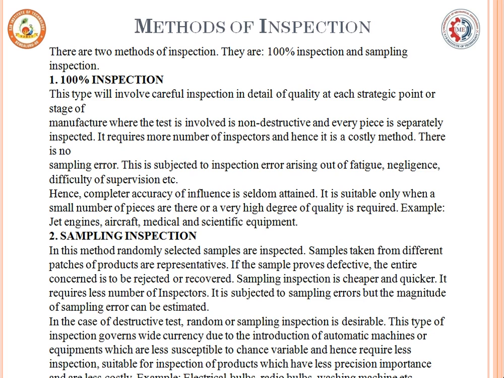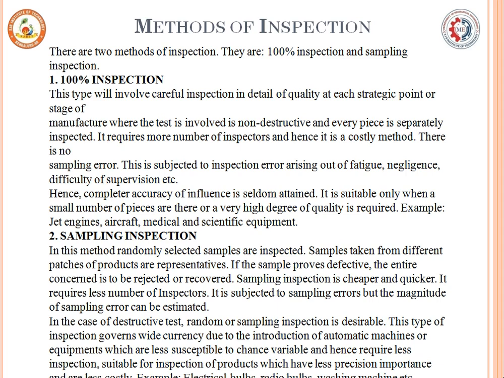The next one is sampling inspection. In sampling inspection, samples are taken from different batches of products as representatives. If they are defective, the entire lot is subject to being rejected or recovered. For this, the percentage of defectives allowed is fixed. For example, they may allow 10% or 15% defective. If it is above that, the sampling lot will be rejected.